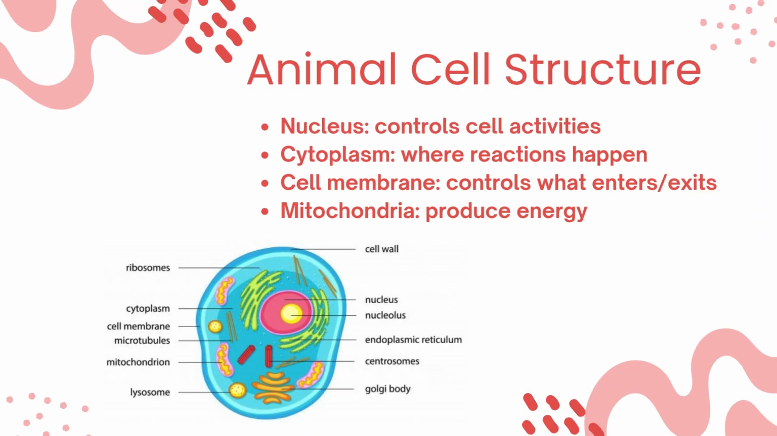This is an animal cell, so the nucleus is the control center, like the brain of the cell. The cytoplasm is where chemical reactions happen. The mitochondria are the powerhouse that makes the energy for the cell, and the cell membrane controls what goes in and what goes out of a cell.